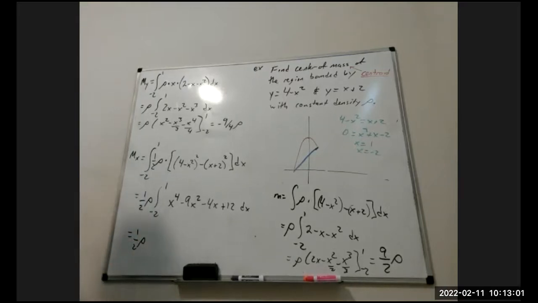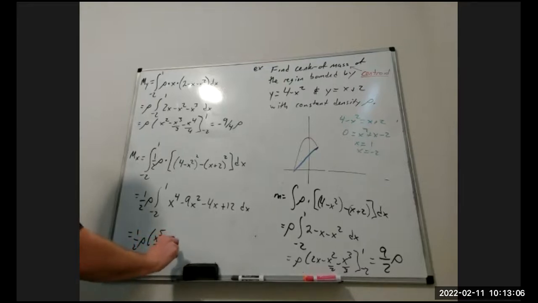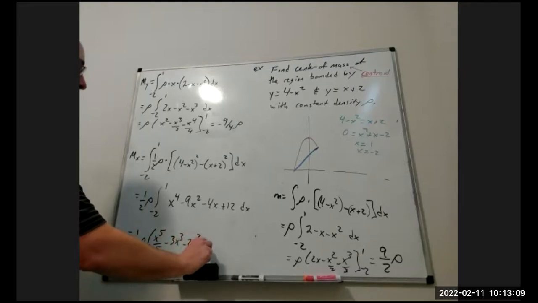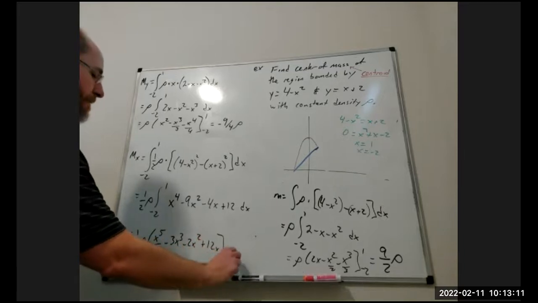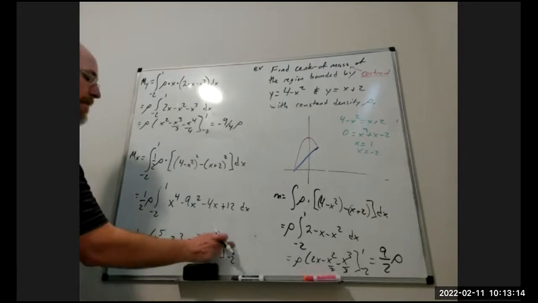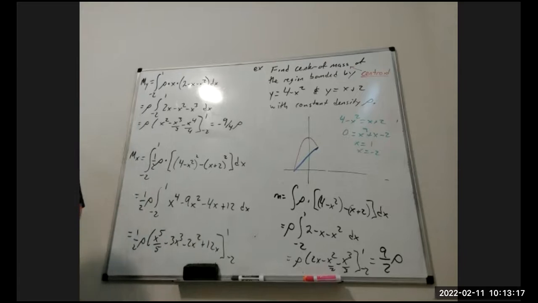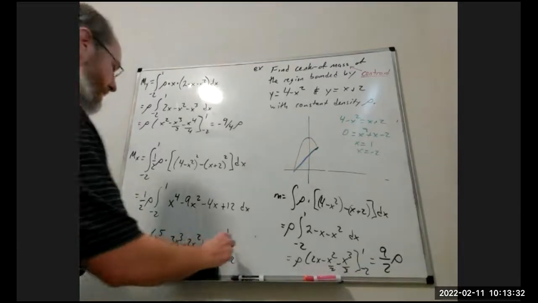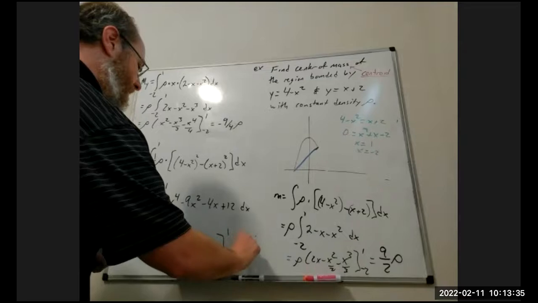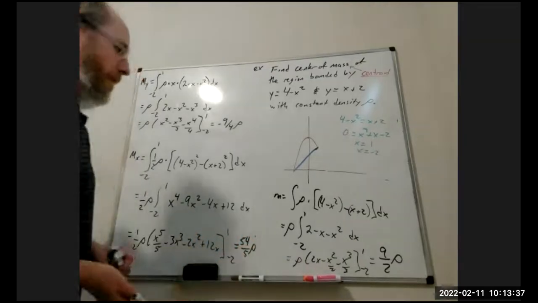So that's going to give us 1/2 rho times x to the 5th over 5 minus 3x cubed minus 2x squared plus 12x. Again, we're going to plug in our -2 and our +1. And what that should give us is 54/5 once everything is done here. Rho.